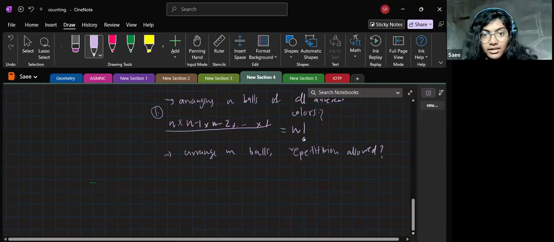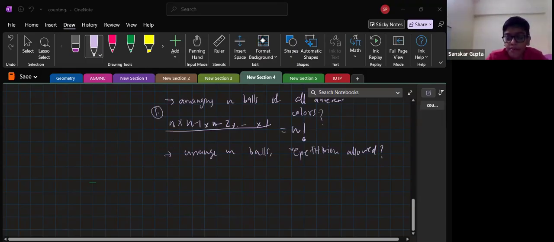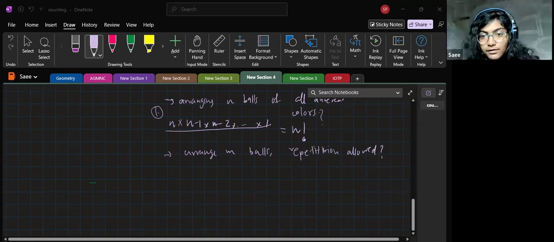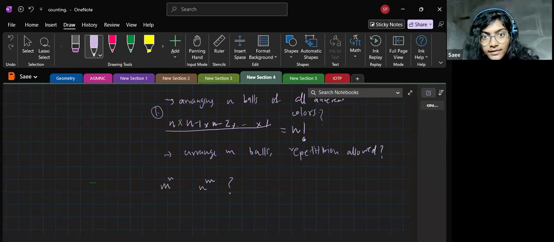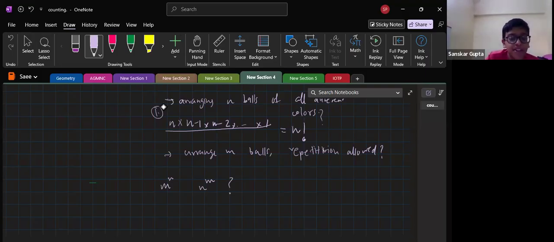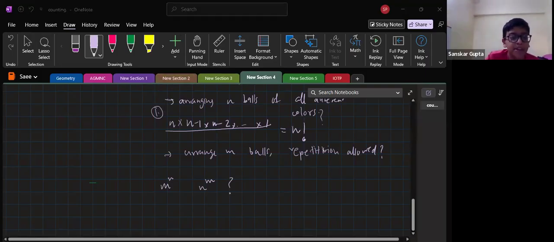How do we solve the second one? M to the power n. Which way is it? Is it m to the power n or n to the power m? Like you said, arranging m different balls and repetition is allowed. So m to the power m, since there are m balls.